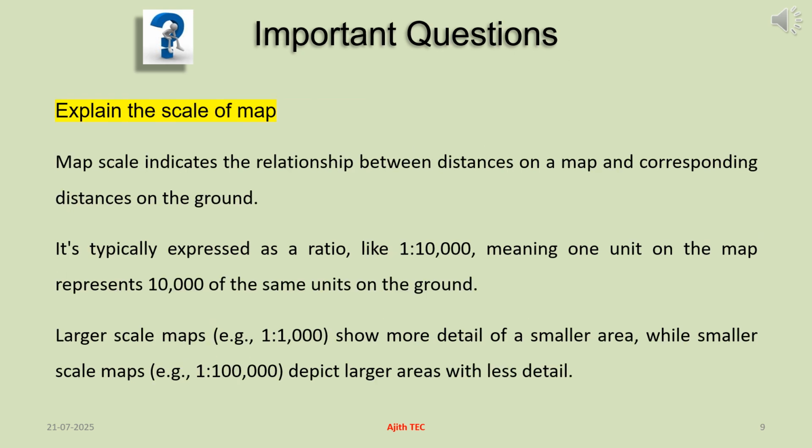Explain the scale of a map. Map scale indicates the relationship between distances on a map and corresponding distances on the ground. It's typically expressed as a ratio, like 1 to 10,000, meaning one unit on the map represents 10,000 of the same units on the ground. Larger scale maps, for example, 1 to 1,000, show more detail of a smaller area, while smaller scale maps, for example, 1 to 100,000, depict larger areas with less detail.